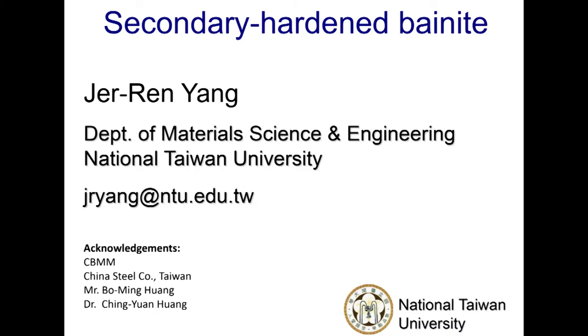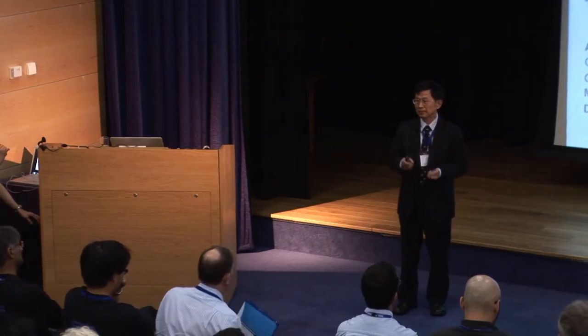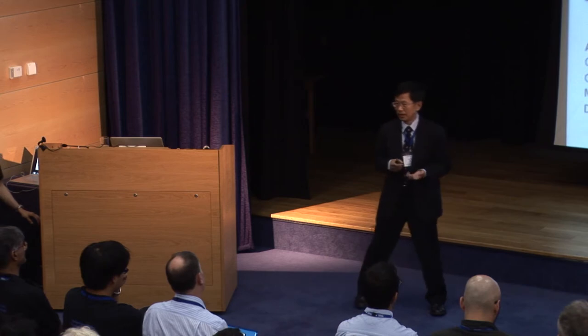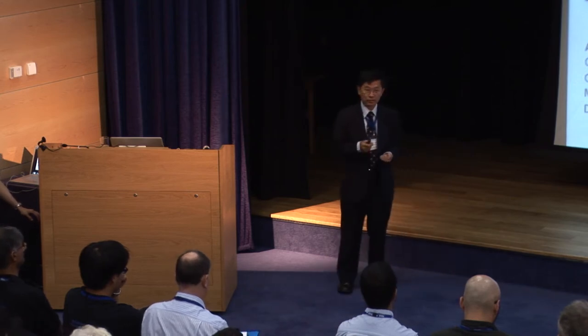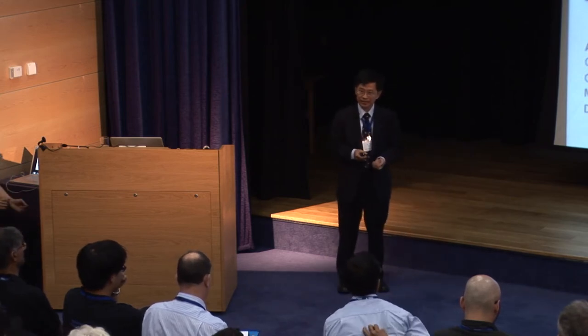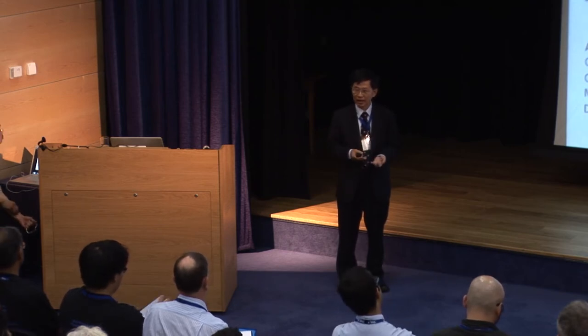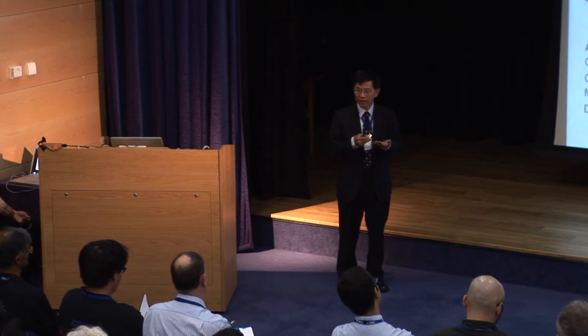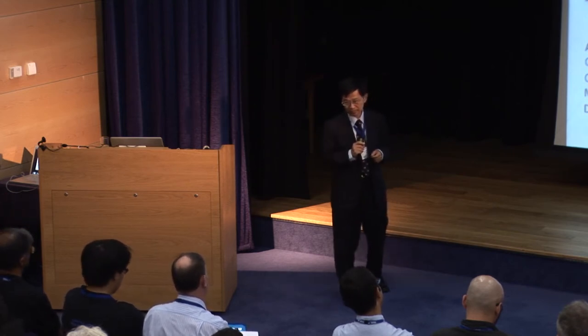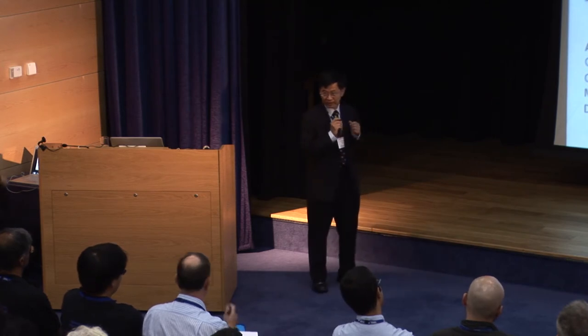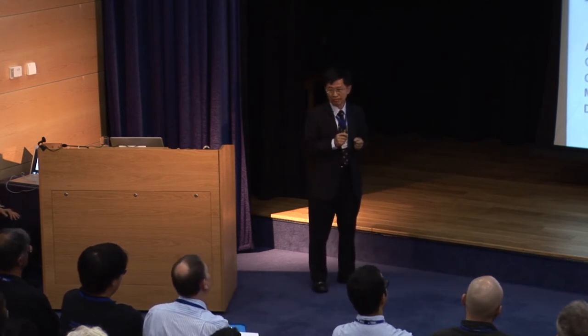In fact, secondary hardening commonly happens in martensite or steel containing strong carbide-forming elements like chromium, vanadium, niobium, and moly. And here, I would like to report and emphasize that secondary hardening also happens in low carbon bainitic steel.